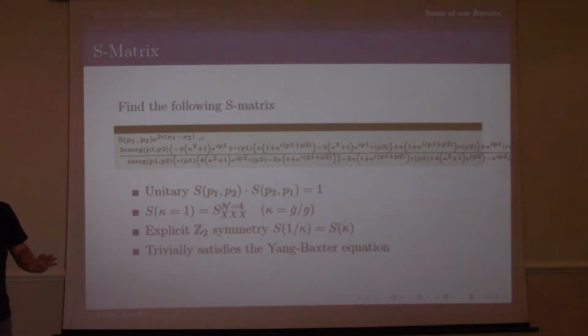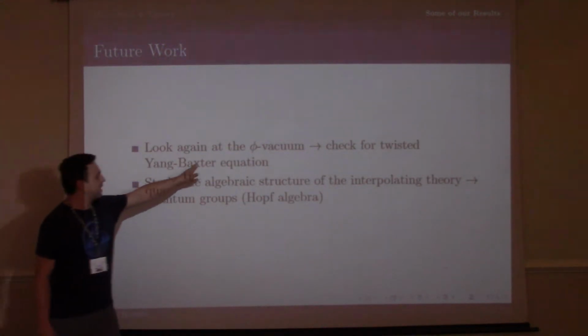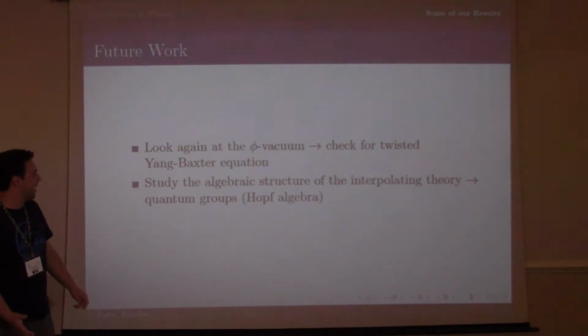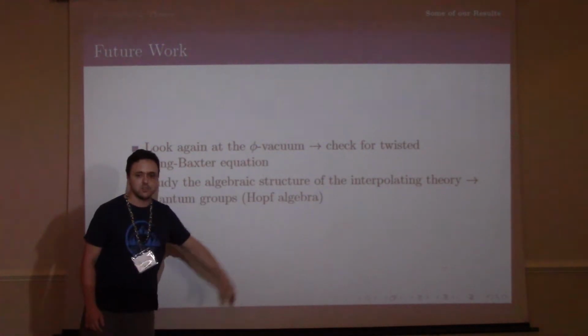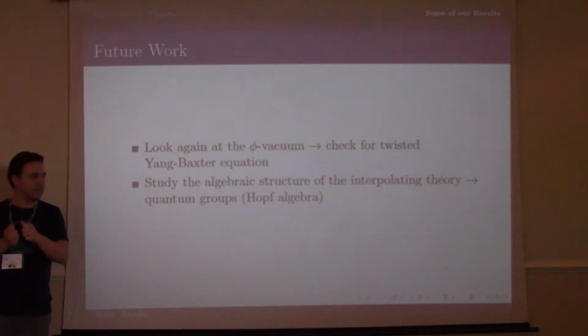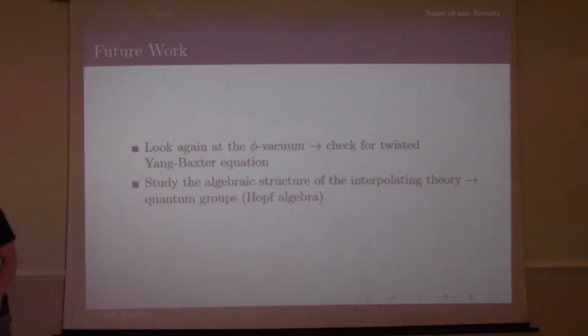So we can't say much about integrability at this point, but a good extra step would be to look at the three-body problem and see if it decomposes into two. We need to look at the phi vacuum again and check for the twisted Yang-Baxter equation before we make any big results. We're also interested in the algebraic structure of the theory, in the sense of what survives as we're deforming this theory, thinking in terms of quantum groups and algebras, but that's something for another time. Thank you.